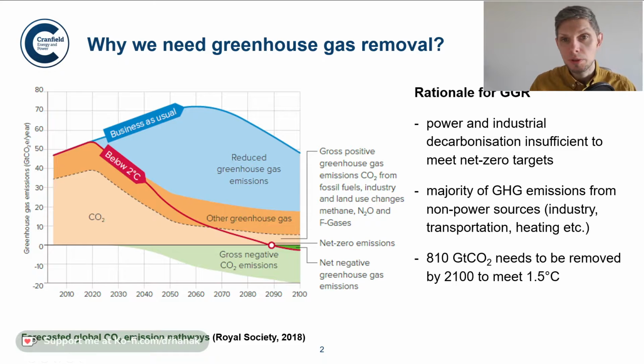According to the Royal Society, and that is a little bit of an old report already, but it still is valid, we would need at least 800 gigatons of CO2 to be removed from the air by the end of the century so that we can maintain a 1.5 degrees Celsius temperature increase. So this is quite a lot, right?